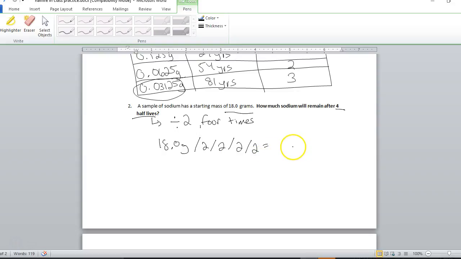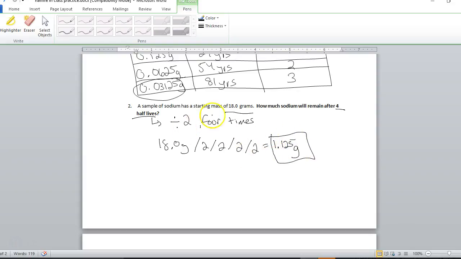Your answer is going to have, well, grams. So remember, put a unit on your answers all the time. So 18 divided by 2, divided by 2, divided by 2, divided by 2, or 18 divided by 2 to the 4th power. You can do it that way too. And you would have 1.125 grams left behind. That'd be your answer.